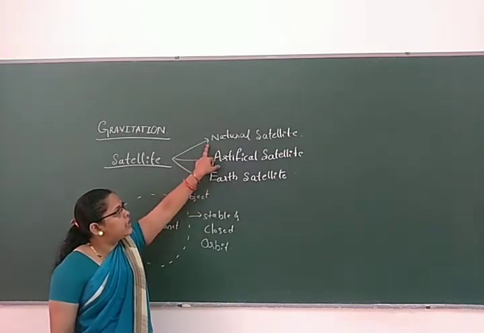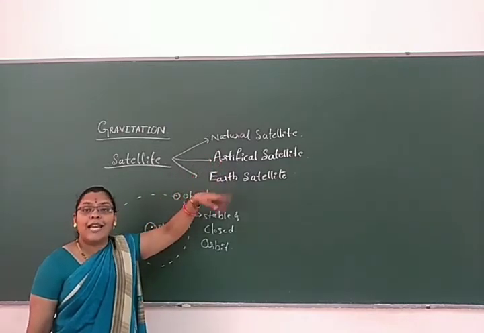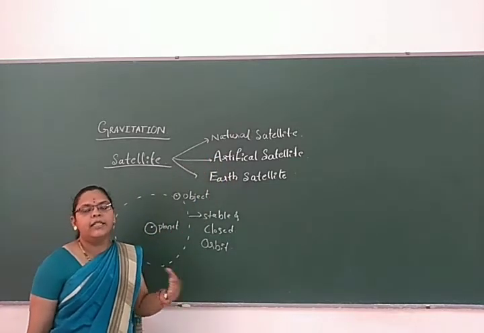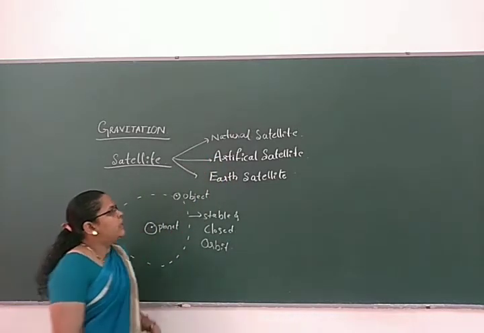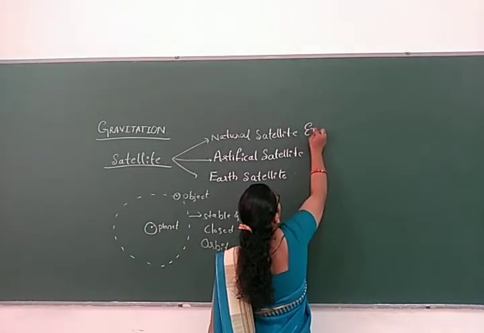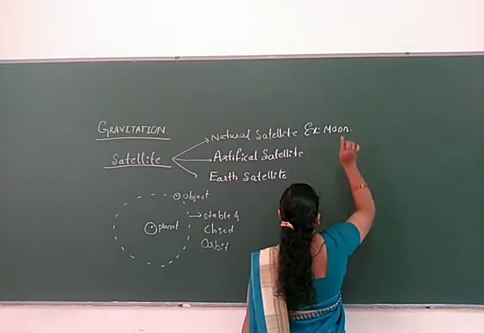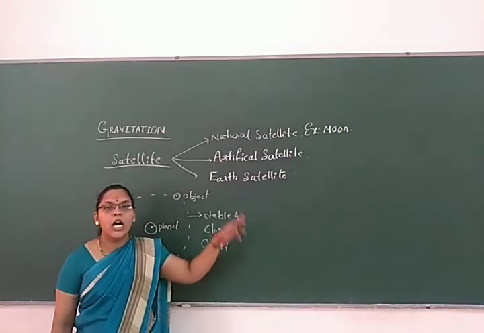What is a natural satellite? The satellite which is created by nature, developed by nature. For example, you can take the Moon. The Moon is a natural satellite for the Earth.